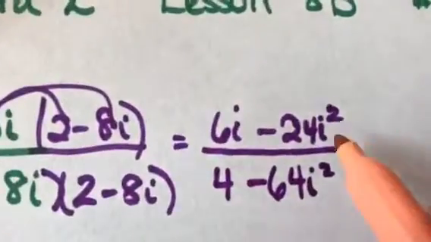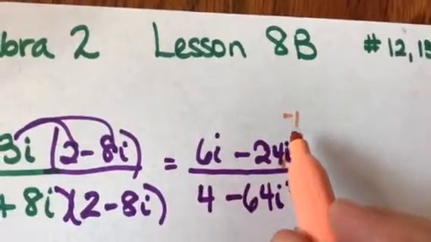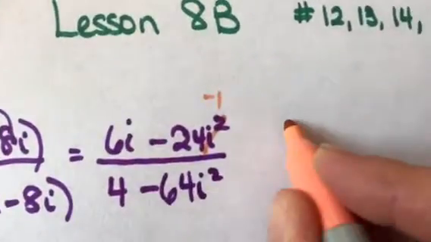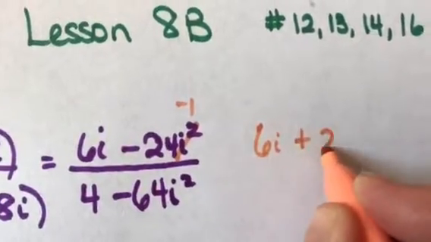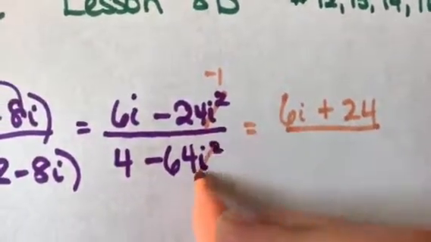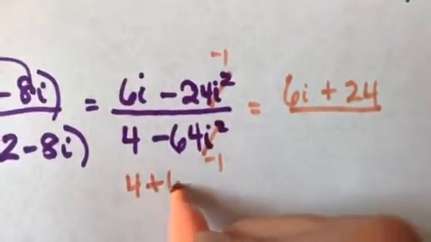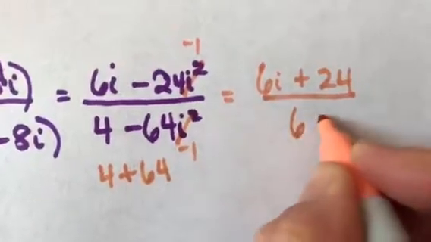So I want you to think about this. This is negative 1 right here. So what you have is negative 24 times a negative 1. So you have 6i plus 24. And the same thing here, that's negative 1. So this is going to be plus 64. So that's 4 plus 64, which is 68.